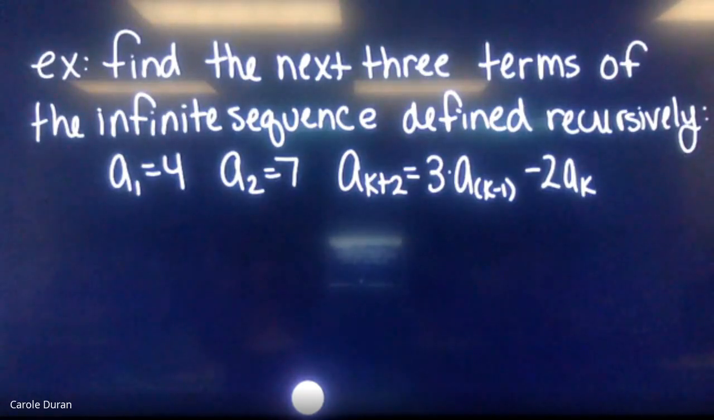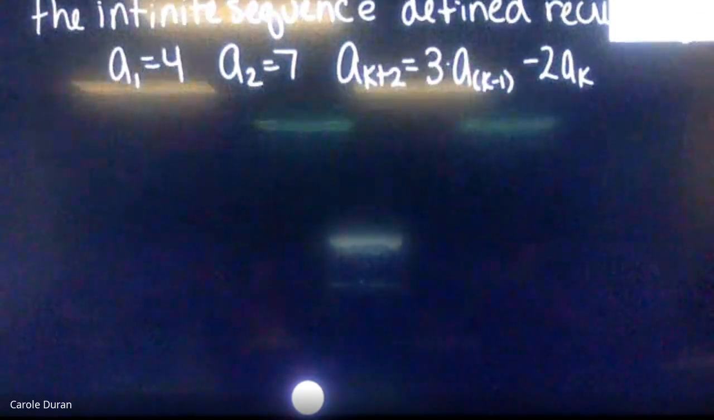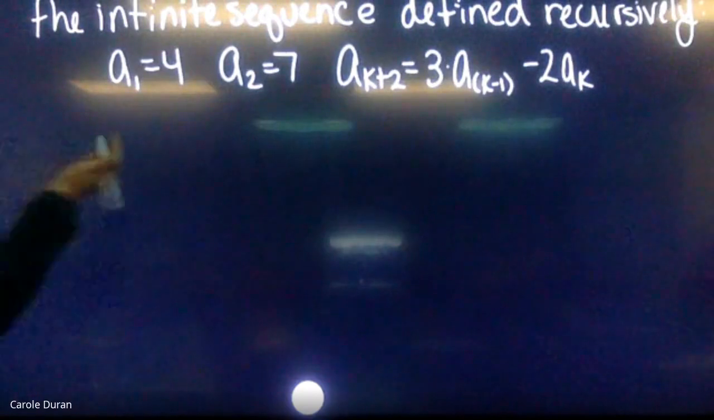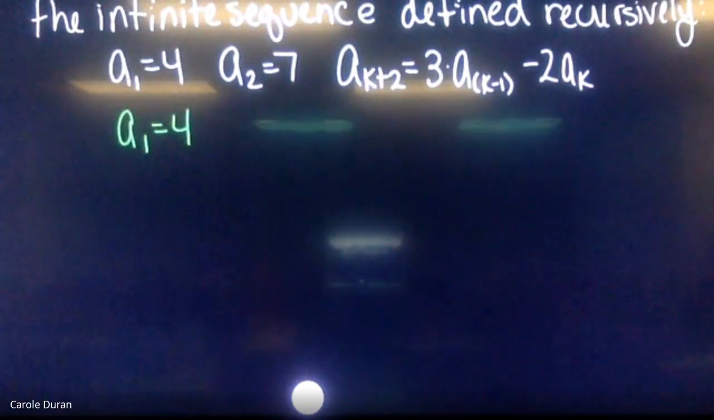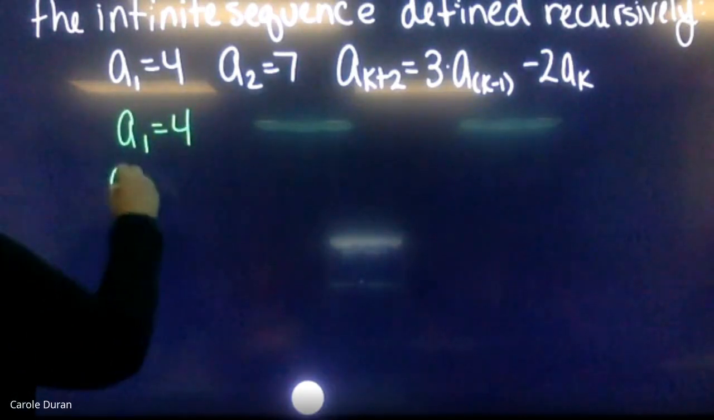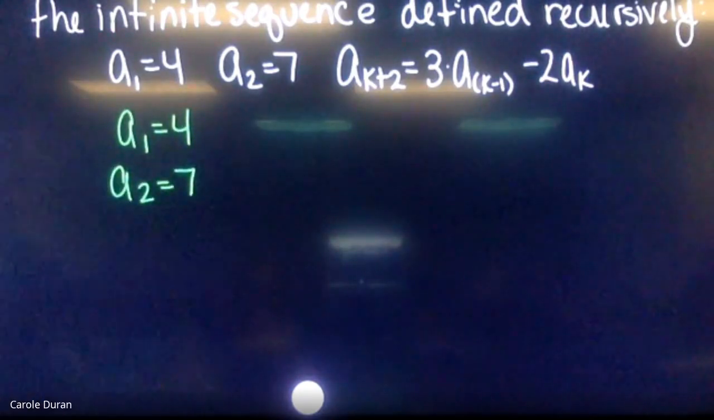Let's go back to just the start of this one. Okay. So let's start with what we know. We know that A of 1 is equal to 4, and we know that A of 2 is equal to 7, correct? They told us that. What it wants is the next 3 terms, so I need terms 3, 4, and 5.